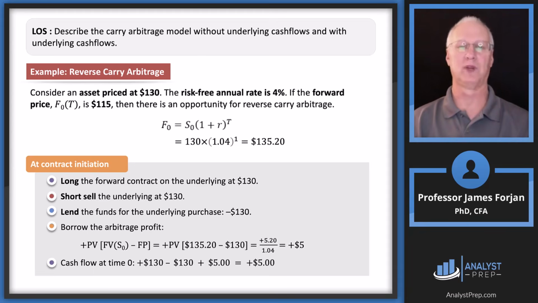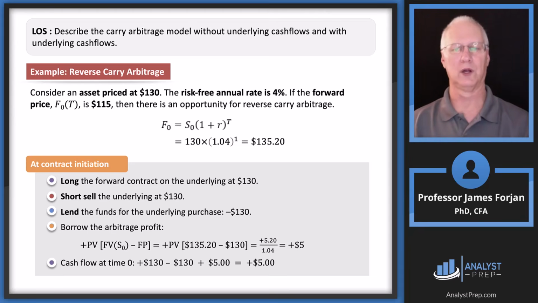So we're going to take the long position in the forward contract, and we're going to short the underlying asset. So there's the 130 and the 130 again, and then we're going to lend those funds from the underlying sale, right? So there we go. We're going to take the 130, there's the plus, and the minus the 130, so they wipe each other out. The question then becomes, what is our cash flow?